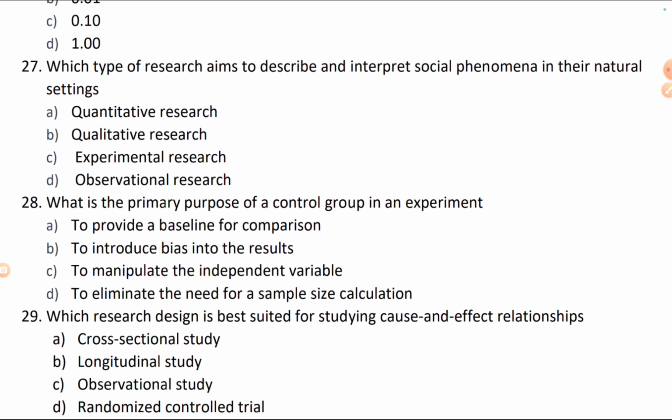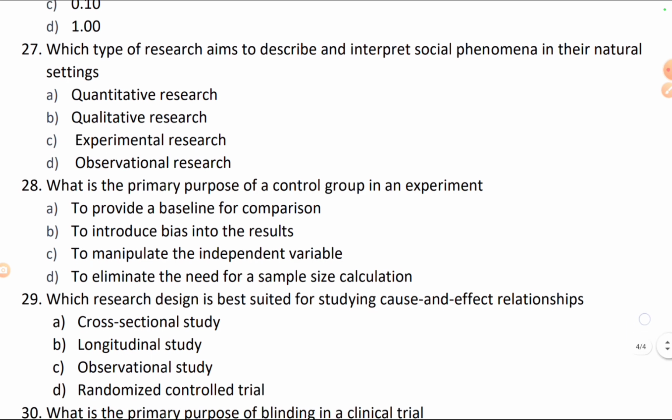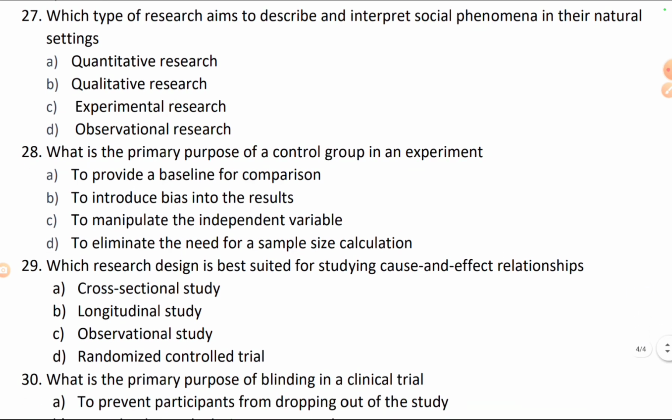MCQ number 27. Which type of research aims to describe and interpret social phenomena in their natural settings? Option A, quantitative research. Option B, qualitative research. Option C, experimental research. Option D, observational research. The answer is option B, qualitative research.